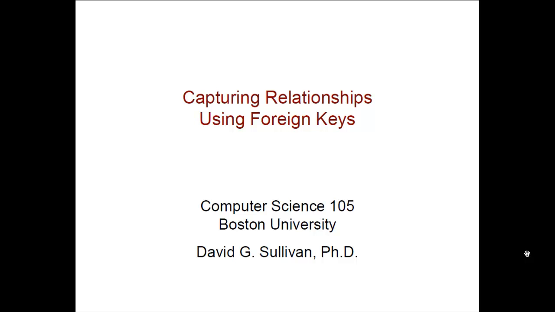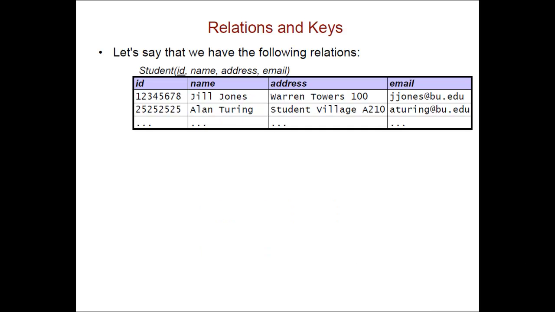In this video, we're going to see how we can use foreign keys to capture relationships between things in our database. Let's assume that we're using a database with three tables. The student table that we talked about earlier, in which ID is the primary key, and there are also attributes for the student's name, address, and email.